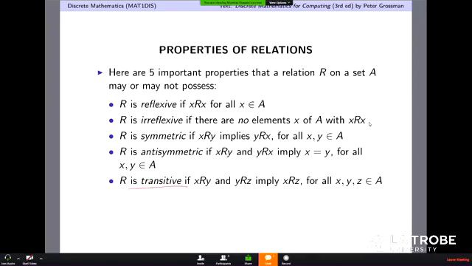A relation is transitive if x is related to y and y is related to z, implies x is related to z. Okay? So that means x to y, y to z, this means x to z directly. So you can skip y in some sense. So that's called the transitive property. If I'm related to someone and that someone is related to another one, that means indirectly I'm related to that person.